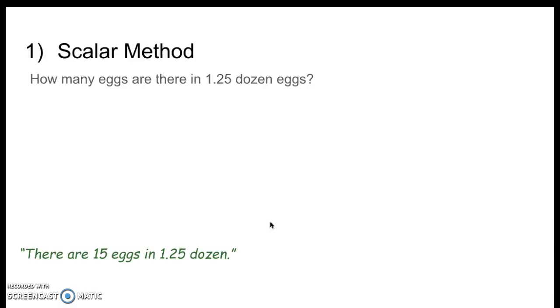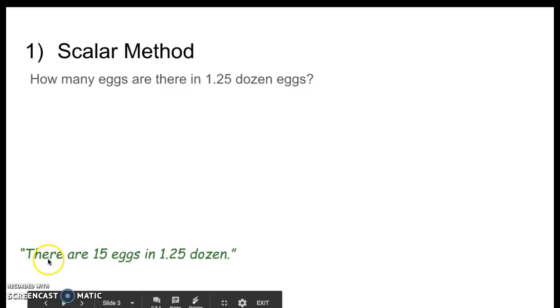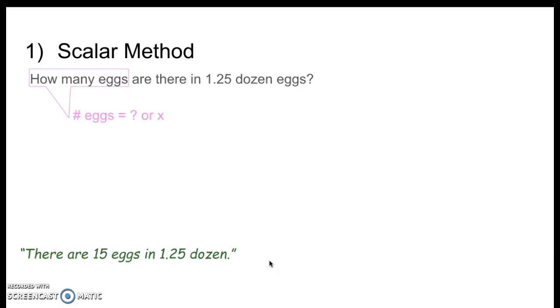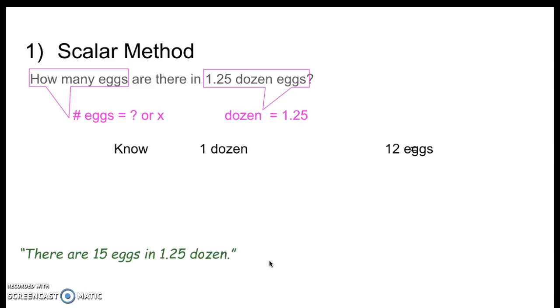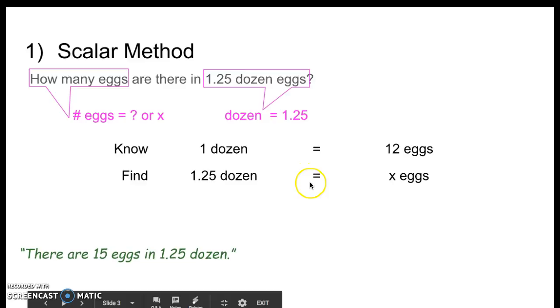If you have a problem like this, how many eggs are there in 1.25 dozen, you can probably solve that mentally and do a little mental math, and you would say, oh, there are 15 eggs in 1.25 dozen. So what is your brain doing exactly? The number of eggs is your unknown, and the amount you have is 1.25 dozen. What you know is that 1 dozen is equal to 12 eggs, and what you're trying to find is how many eggs are in 1.25 dozen.